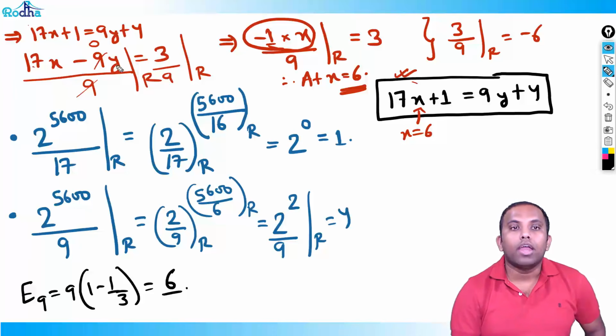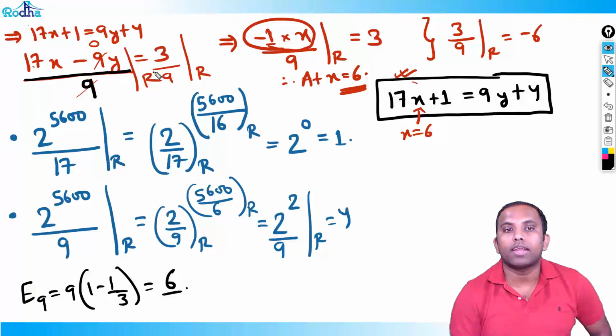Right. Now, second step: eliminate the lower divisor, your lesser divisor. To eliminate the lesser divisor, divide both sides by that lesser divisor. That is 9. Divide both sides by 9 and take the remainder. This part gets cancelled because what is the remainder of 9y by 9? 0.